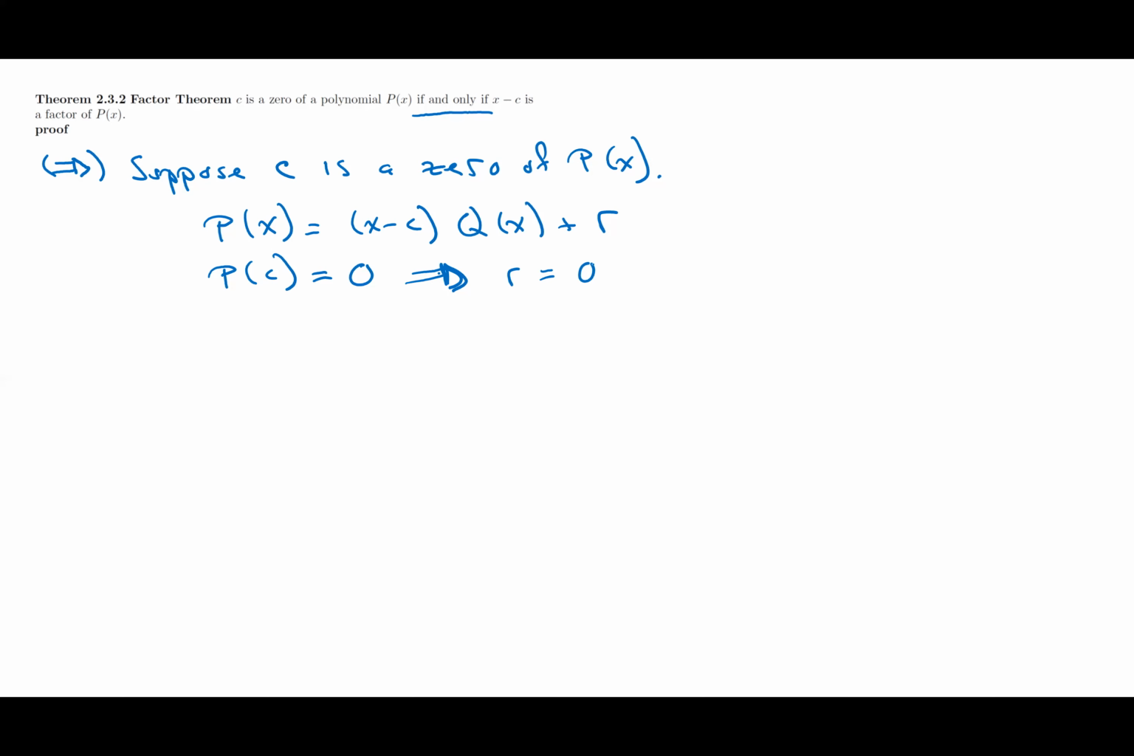Okay, it's the value of the remainder. If you plug c into this, you get r. Okay. Now let's go the other direction. So what do I mean by that?